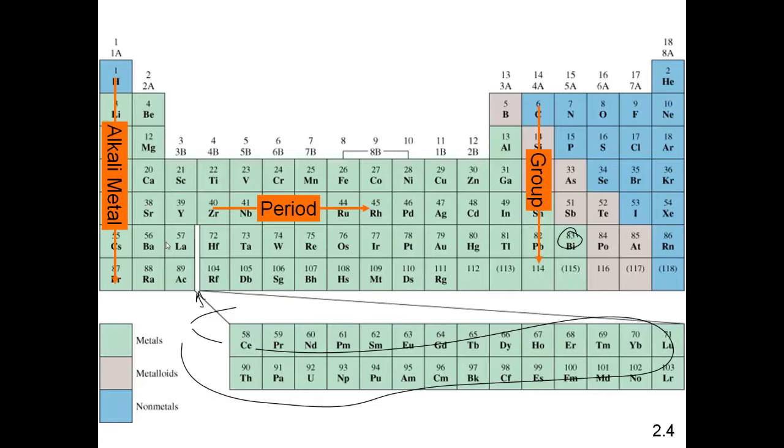First column is known as alkali metals. Second column, alkaline earth metals. Alkali is a fancy word for base. If we put these metals in water, so lithium in water, potassium in water, sodium in water, it makes the water basic. And same thing with our alkaline earth metals.